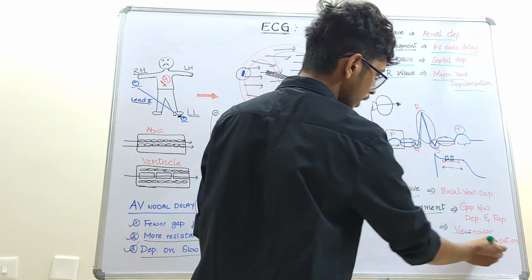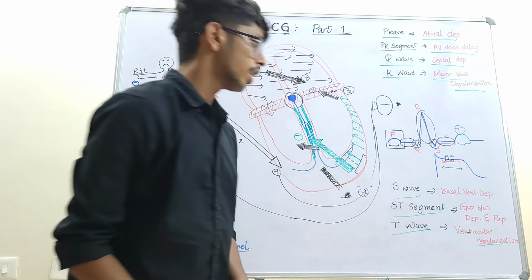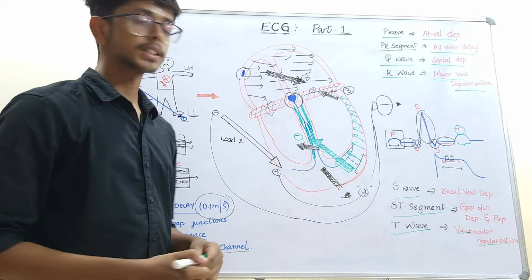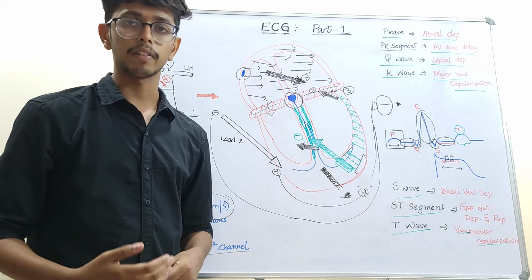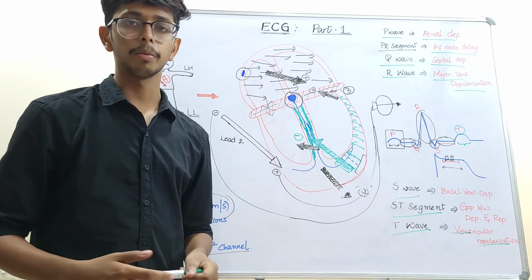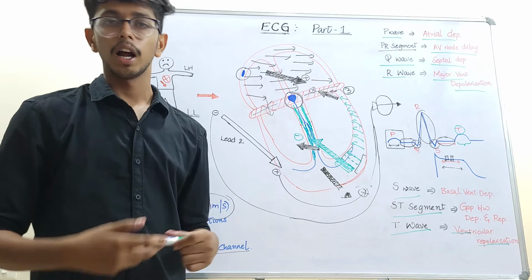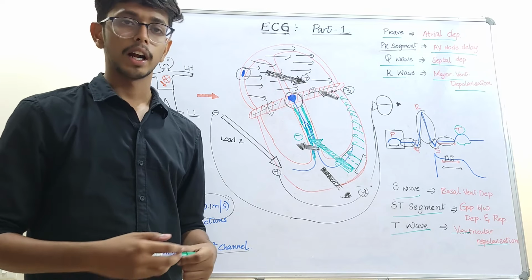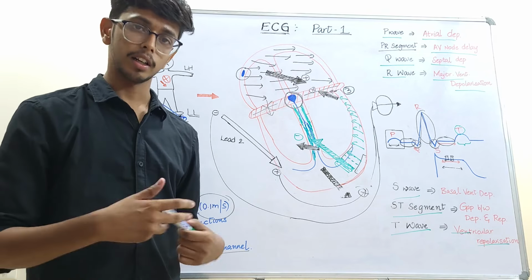We will discuss the segments, intervals, and the duration of the segments, intervals, and waves in the next video, and we will be discussing the chest leads, limb leads, and normal patterns in those leads, and finally the ECG abnormalities in the next videos.